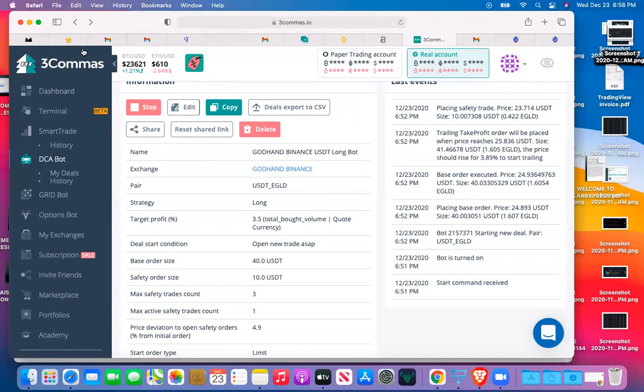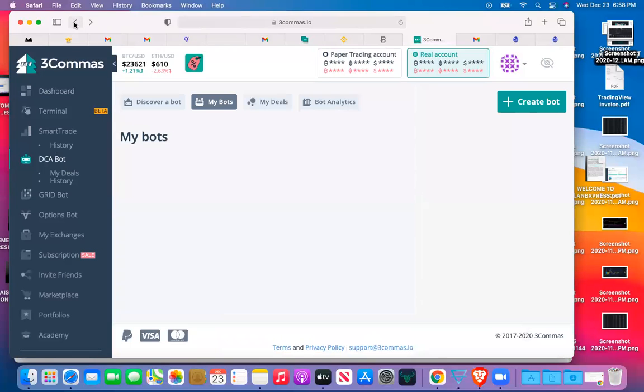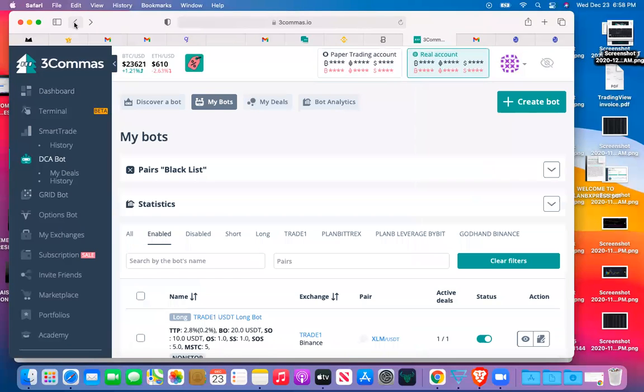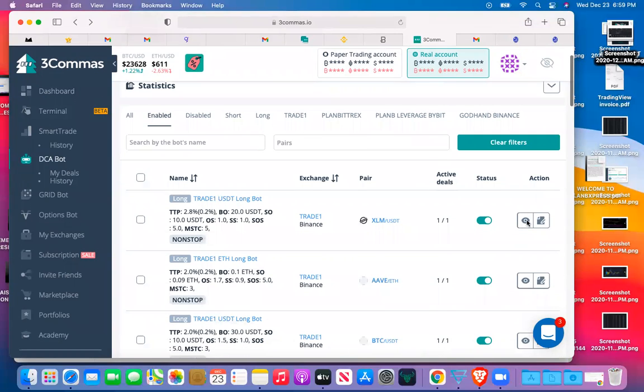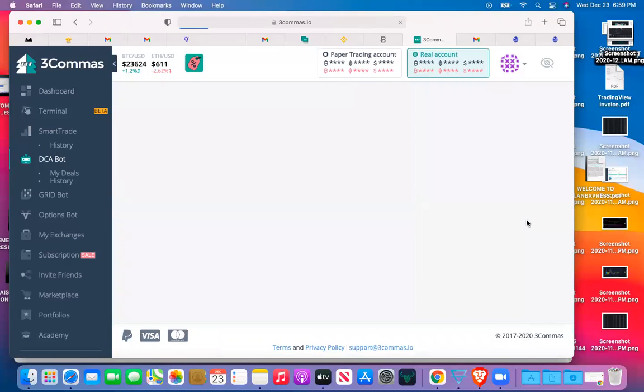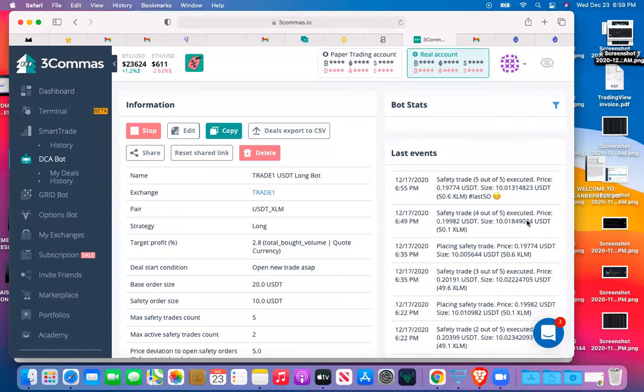This is a very fantastic system that I can tell you, it makes a whole lot of sense to use this boat. You can always check what's happening. You can edit. So to see XLM, maybe when did I set this XLM boat? You can edit, you can cancel, you can stop.